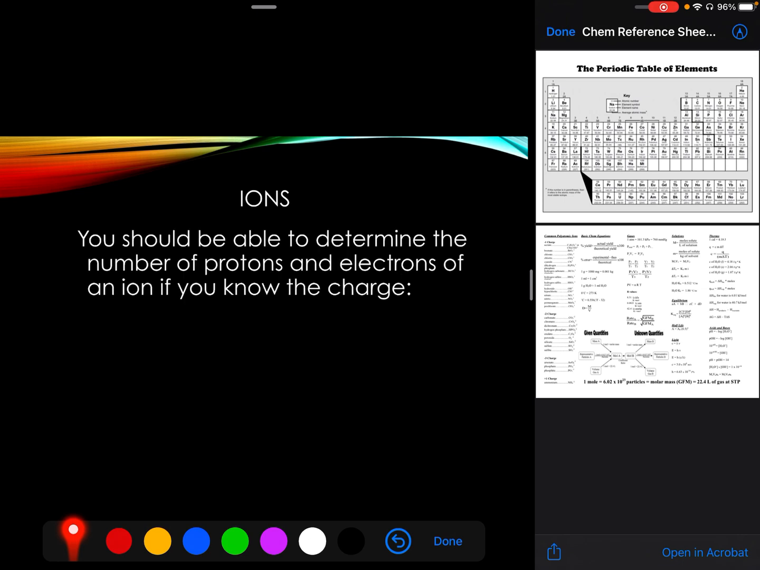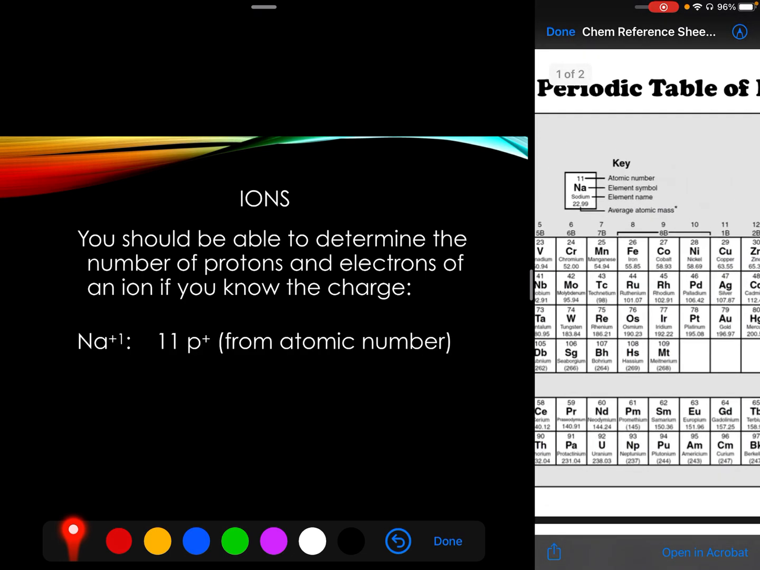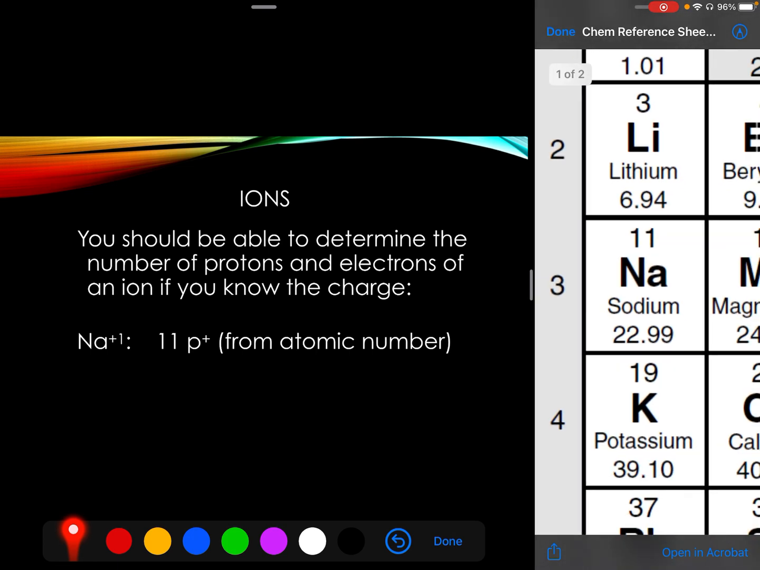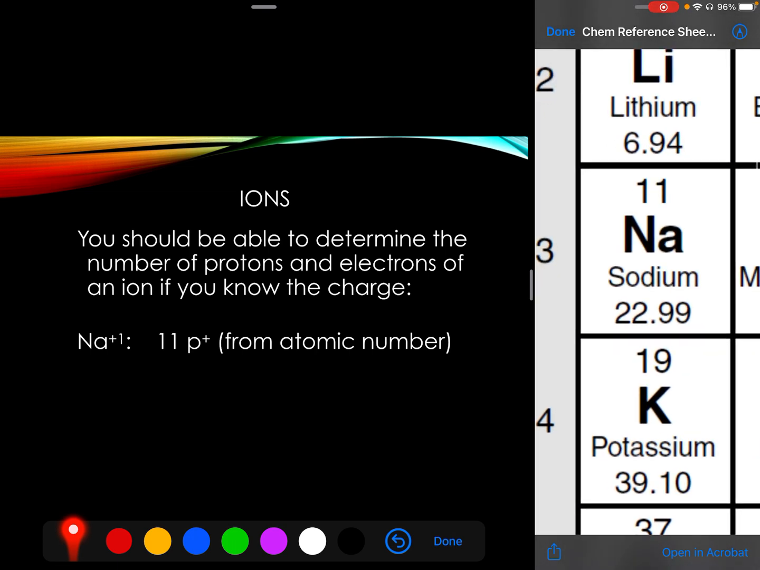You will be able to determine the number of protons and electrons on an ion if you know the charge. So here's an example. Let's look at sodium. So we're going to go to our periodic table here. I'm going to find sodium. There's sodium. Sodium has an atomic number of 11. That means that it has 11 protons today, tomorrow, next week.